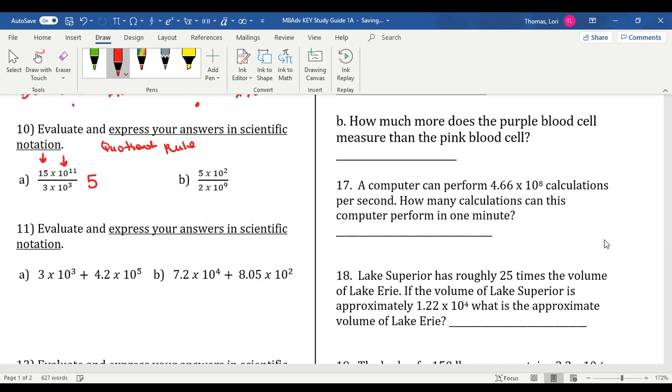So 15 divided by 3 is 5 times 10. 11 minus 3 is 8, and it's written in correct notation. 5 divided by 2 is 2.5 times 10. 2 minus 9 is -7.